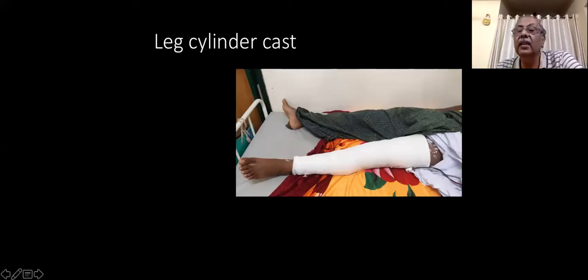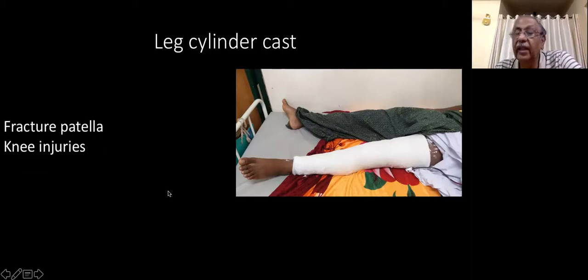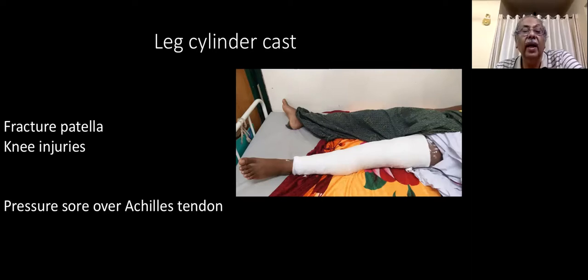The cylinder cast is usually given for immobilizing the knee, for fractures of the patella and knee injuries. The main disadvantage is that it produces a lot of pressure over the Achilles tendon. The Achilles tendon is subcutaneous, and if a sore or an ulcer occurs in that area, it is very, very difficult to treat. That is the main disadvantage of the leg cylinder cast.